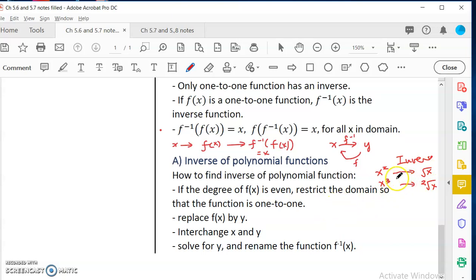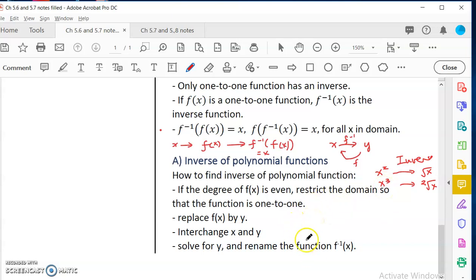Another key is that if the degree of the polynomial is even, we have to restrict the domain to make the function one-to-one, because in an even function, usually both ends go up to the same infinity or negative infinity. So if you do a horizontal line test, it doesn't pass.